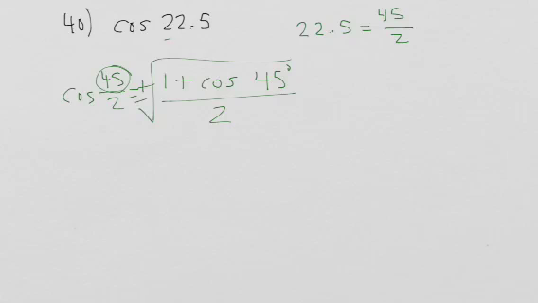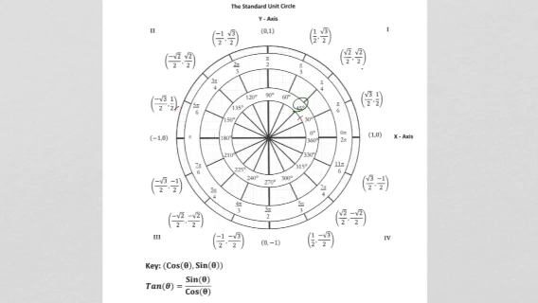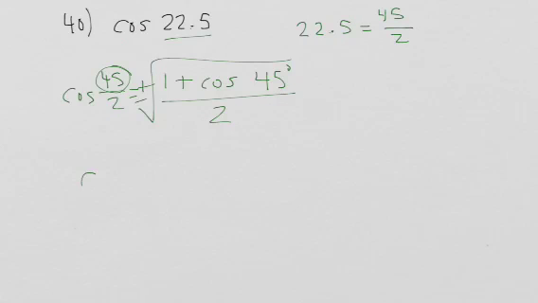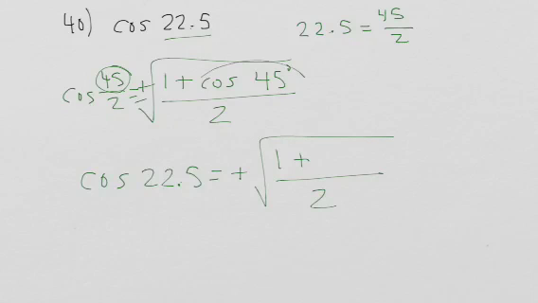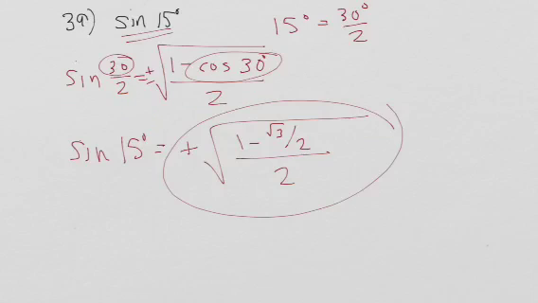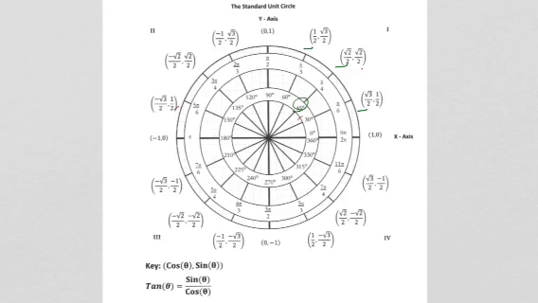So let's think about it. 22.5, that's in quadrant 1. If I go to quadrant 1 and look, all the cosine answers in quadrant 1 are positive. So that means I'm going to be getting a positive answer. So cosine 22.5 is going to be a positive answer. And then again, this awful square root here, we don't have to do anything except for find cosine 45. If I come back, cosine at 45 was right here, square root 2 over 2.